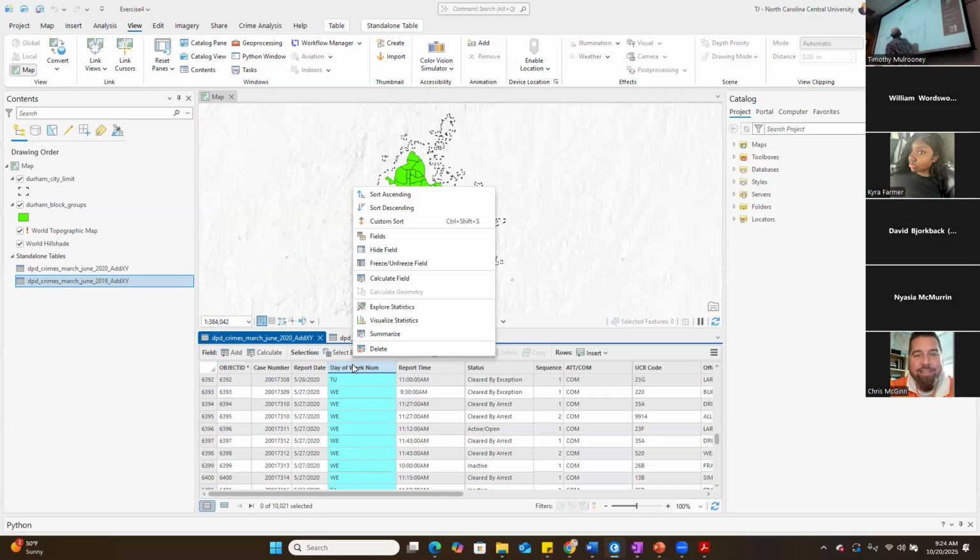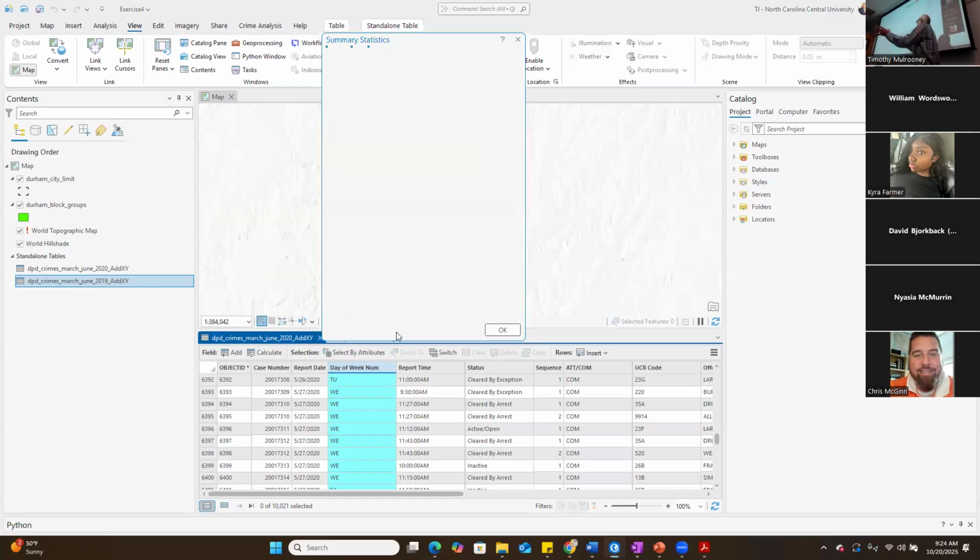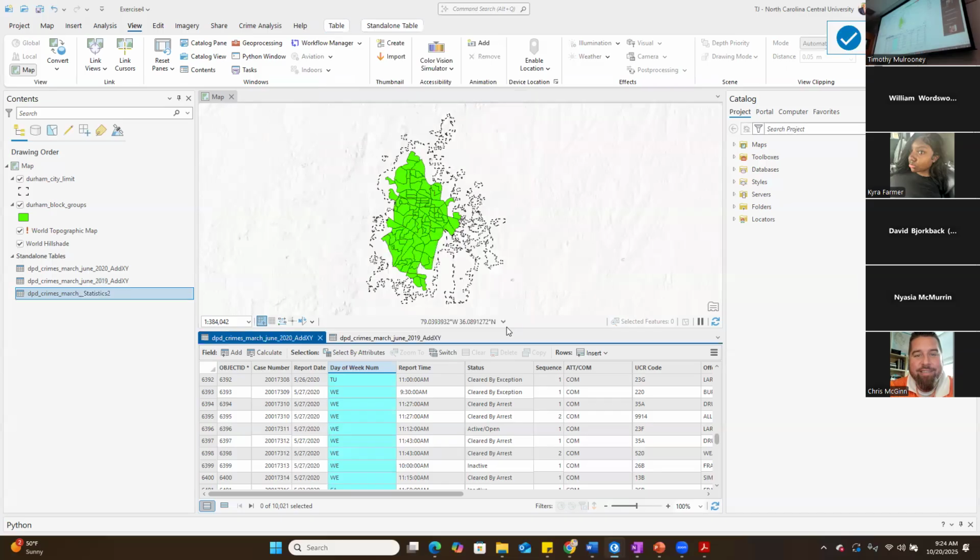I can calculate the field, I can hide, I can sort ascending, descending, but we have something here, a real undervalued function called summarize. So I'm going to click on summarize, and summarize to me is kind of the nominal and categorical equivalent of statistics. You know, I want to average up, or I want to find the highest, I want to find the lowest, I want to put those into a histogram, but I also want to do some other things as well. And I can right mouse click right here.